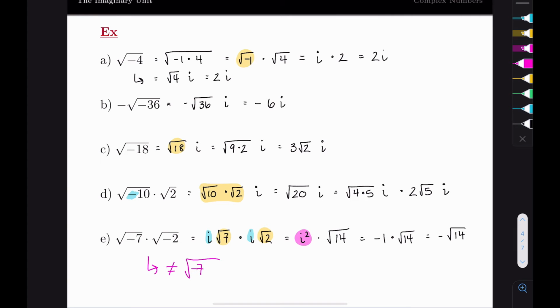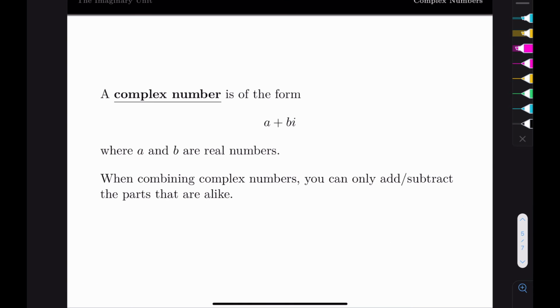Okay. So if you tried to go ahead and multiply what's underneath first, you cannot do that. Because what happens is you'd have negative 7 times negative 2, which would give you the positive square root of 14. So you end up with two completely different answers if you don't take the I out first. So always make sure you do that.